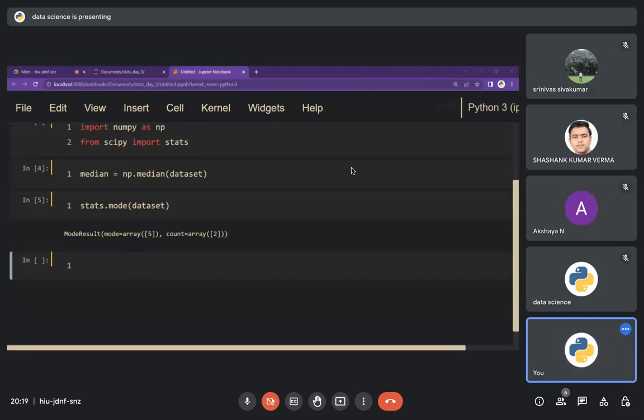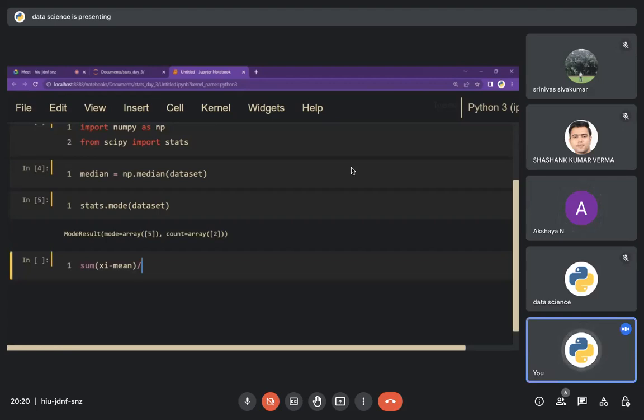Anybody? What is the formula of standard deviation? Summation of, you forgot everything. Summation of xi minus x bar. X bar means the mean, minus the mean. I'm not able to write x bar, so I'm writing it like this. Divided by what? N, yes.